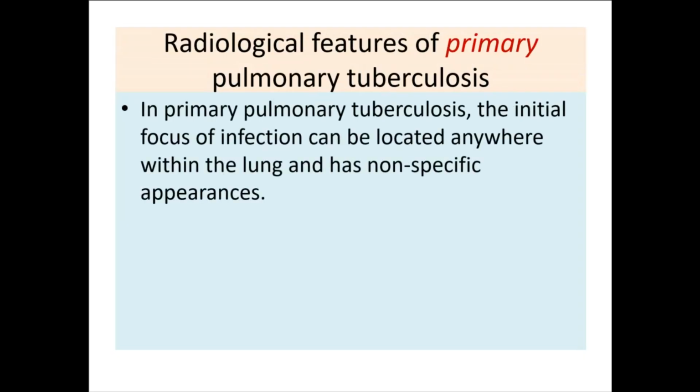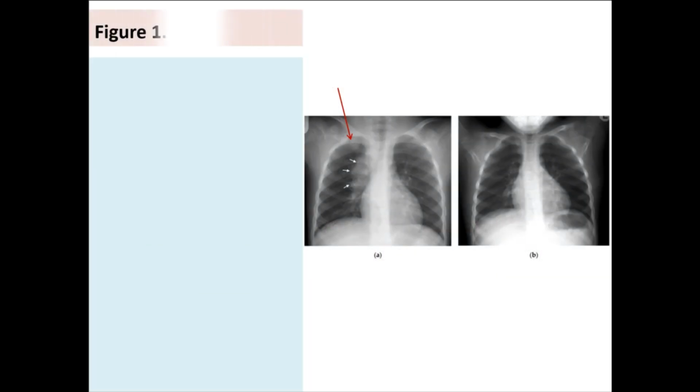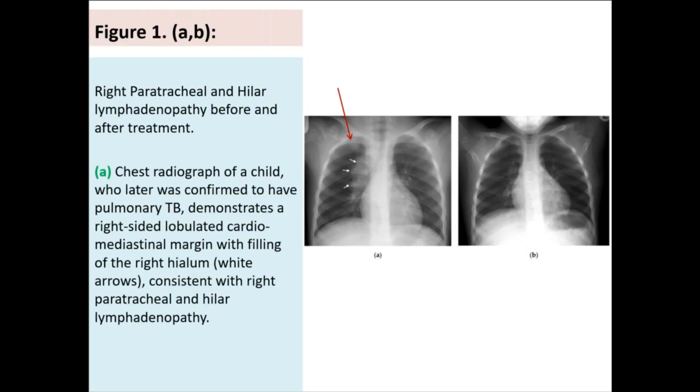In primary pulmonary tuberculosis, the initial focus of infection can be located anywhere within the lung and has nonspecific appearances, ranging from too small to be detectable to patchy areas of consolidation or even lobar consolidation. Figure 1. A, B, right paratracheal and hilar lymphadenopathy before and after treatment. A chest radiograph of a child who later was confirmed to have pulmonary TB demonstrates a right-sided lobulated cardiomediastinal margin with filling of the right hilum, white arrows, consistent with right paratracheal and hilar lymphadenopathy.